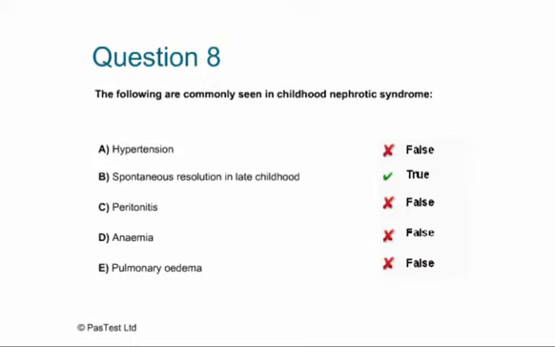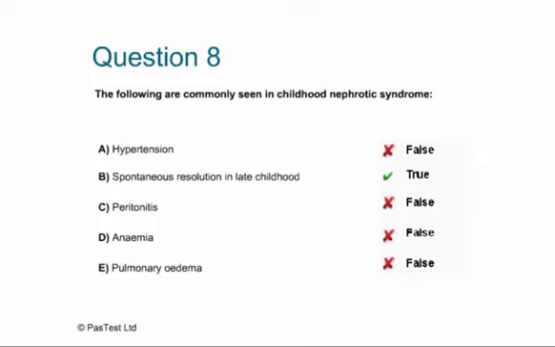Hypertension isn't commonly seen. We'll see that usually the blood pressure is normal or a little bit low. Spontaneous resolution, as we've already said, is often seen, so that's true. Peritonitis is a complicating feature of nephrotic syndrome, but it's certainly not commonly seen. Anemia isn't usually a feature of childhood nephrotic syndrome.